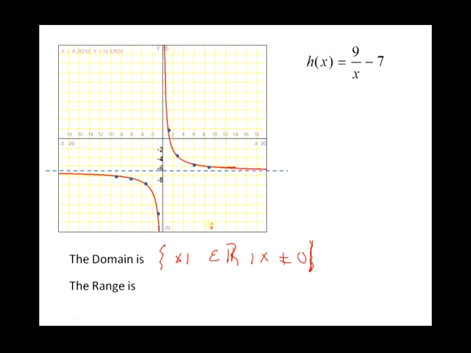Okay, so now let's take a look at the range. What we said about the range is that it's the possible values of y. If we look at this graph, it's coming down, coming down, coming down. Oh my gosh, does it ever touch y equals -7? No, it can't ever touch y equals -7, because we can never get this term to be equal to 0. So then the range is going to be h of x such that h of x is an element of all real numbers, but h of x cannot equal negative 7.